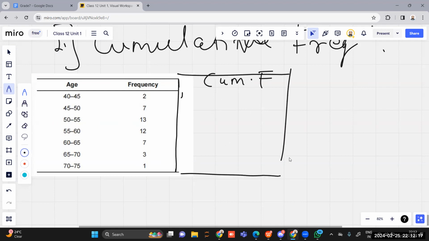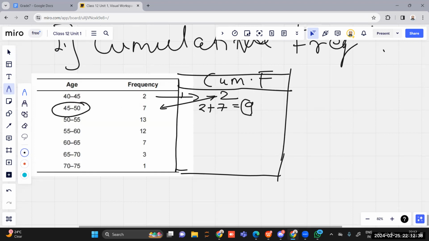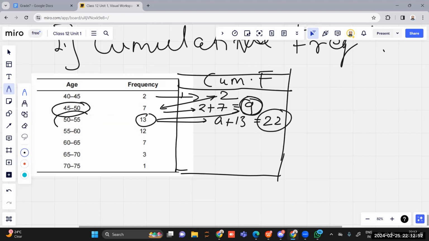This is cumulative frequency. What we have to do is very simple. Write the first data point as it is. Then we need to add this to the next one, 2 plus 7, so the cumulative frequency of this data point will be 9. Understood? For the next data point, 9 plus 13, so it's 22. So the cumulative frequency of 50 to 55 will be 22. For the next data point, we need to add 22 plus 12, so it will be 34.